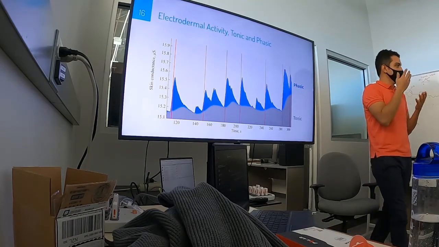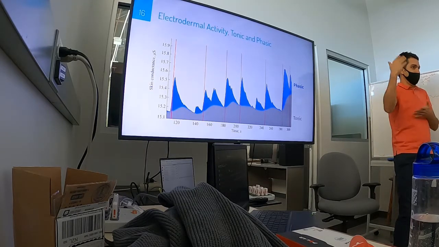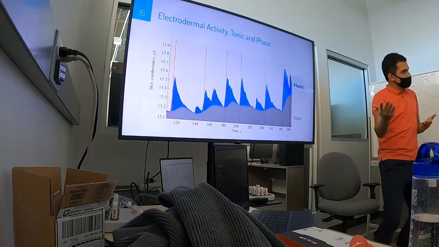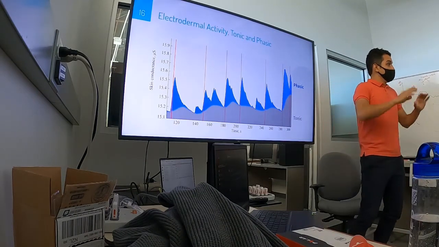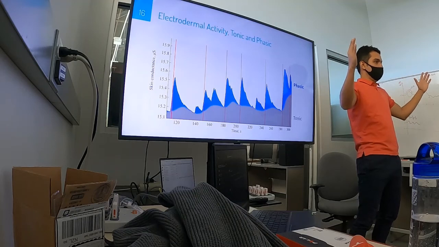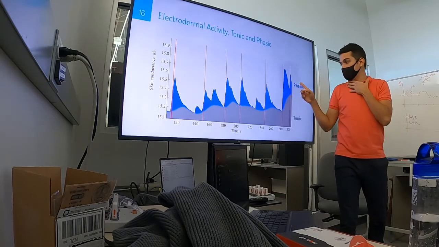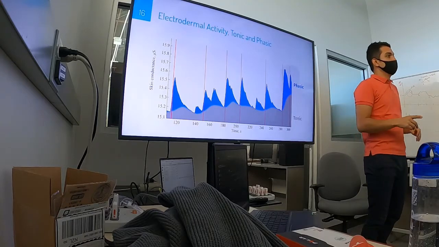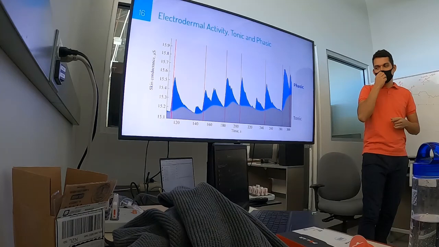The problem will be, okay, how can we separate both? You want to separate both because they are telling you different things about what was happening. The tonic is telling you overall what the person was like during that experience, 5-10 minutes. The phasic one is telling you how people were responding to the stimulus that you were provoking.